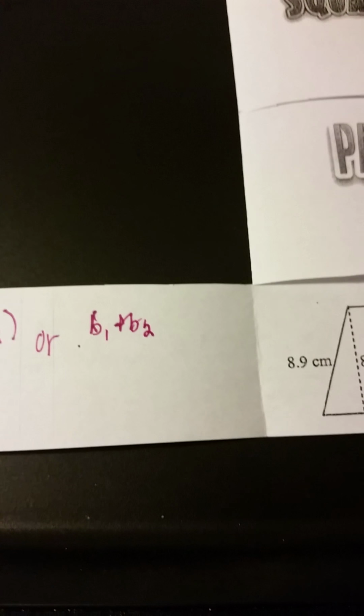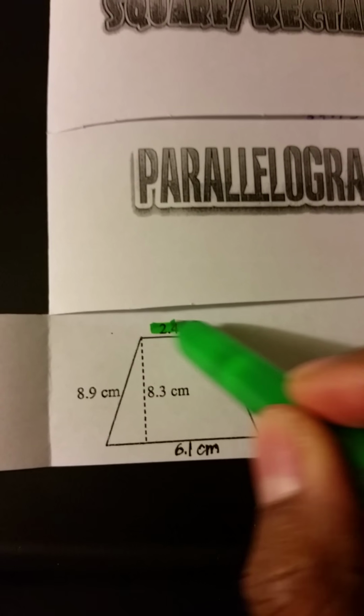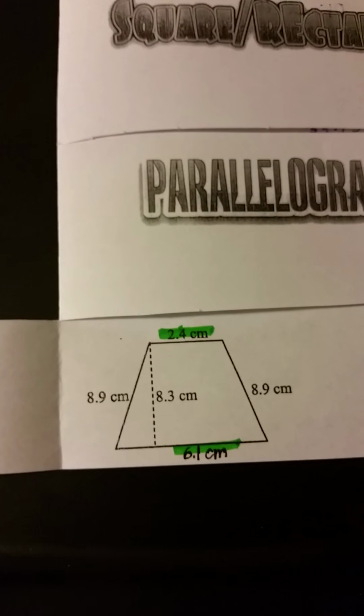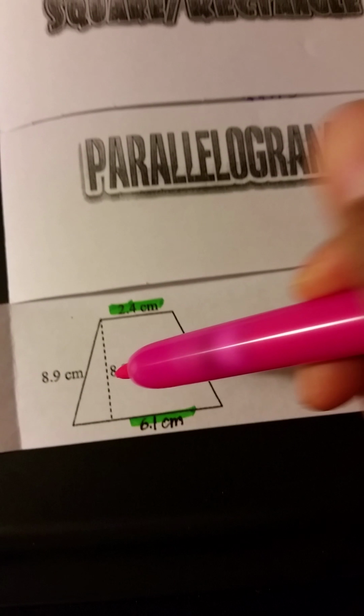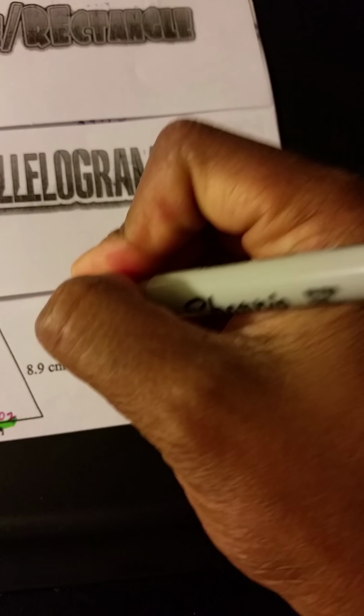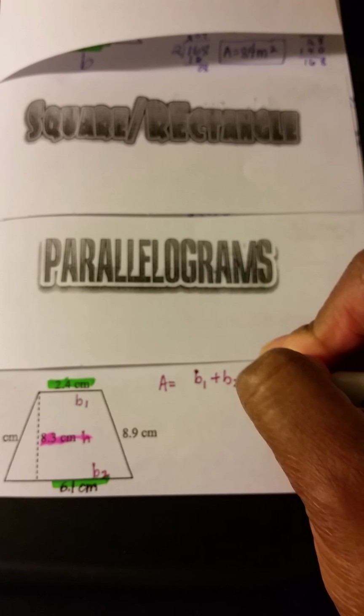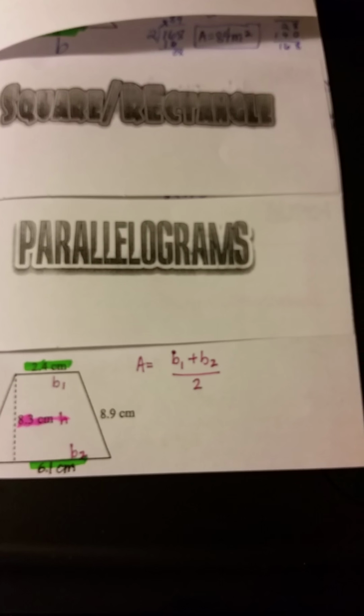Okay, so now let's go over here and let's locate our two bases. So it does not matter which one we put first as base 1 and base 2, because we're still adding them together. Okay, so here's a base, and I'm going to highlight my height in pink. Okay, and we can do either one as base 1, base 2. This is my height. So I'm going to write down my formula. A equals base 1 plus base 2 divided by 2. I'm going to use that formula.